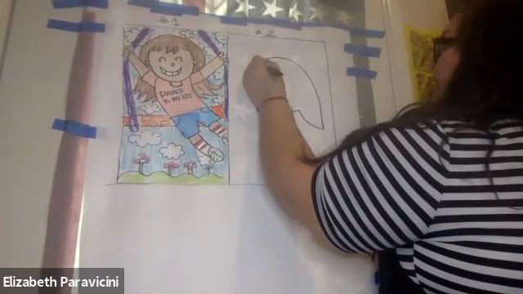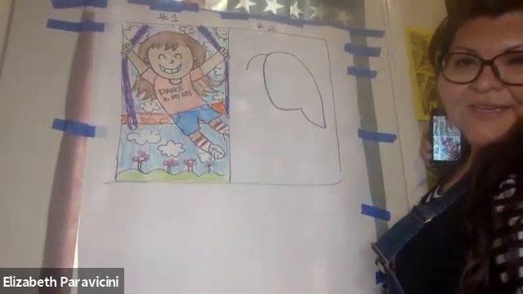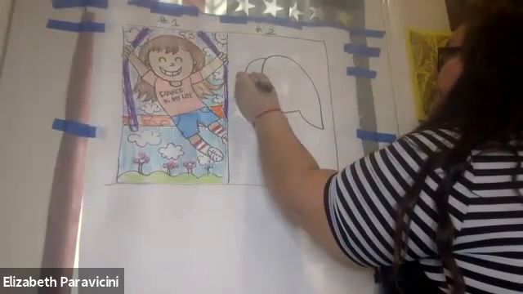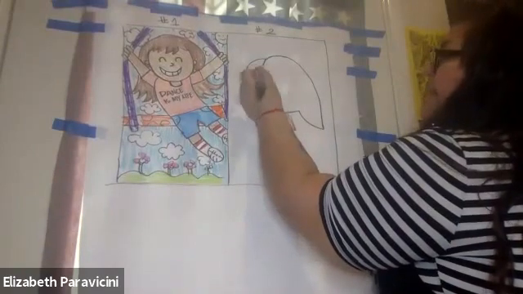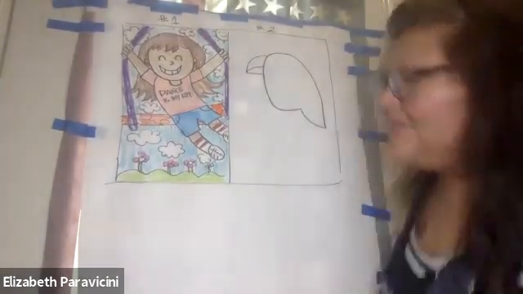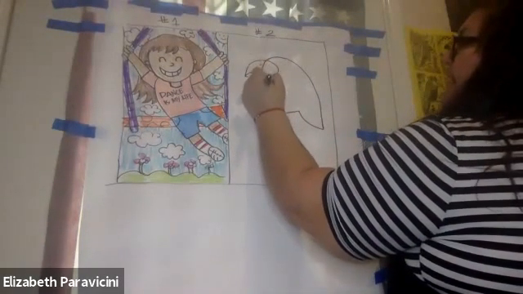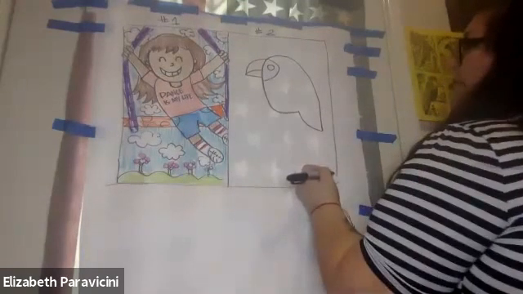So the beak is gonna go like this. It's a curve that goes down like that. It's its beak, okay? Then we're gonna go down this way like this, just like that. We're gonna put another line like this because its beak opens up, it's a mouth, right? That's the way it eats. Okay, then we're going to add a design here. That's where its eye is gonna go. You're gonna add the eye right there.